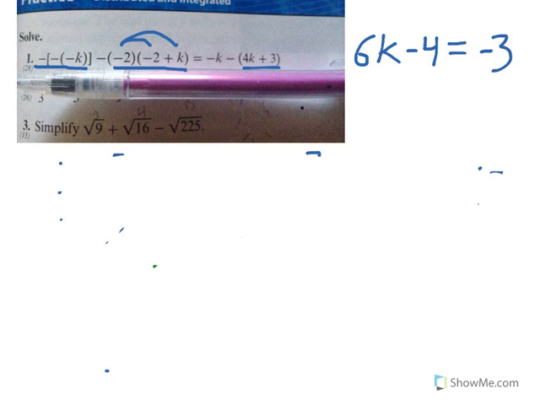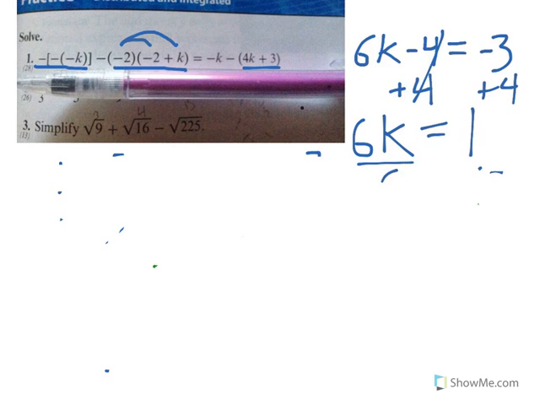Okay, now I've got something that looks like a two-step equation, because now I can get the k by itself. It's just on the left side. So what's with the k? Well, there's a 6 with a k and there's a minus 4 with a k. Let's get rid of the minus 4 first by adding 4. Cancels out. Negative 3 plus 4 is 1. Get rid of the 6 by dividing. So k equals 1/6.